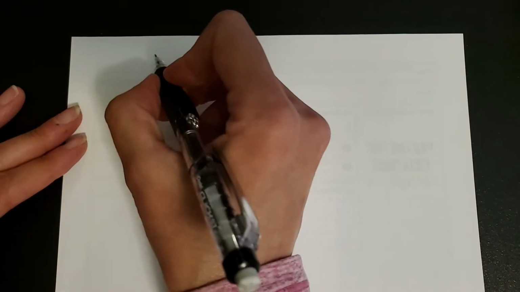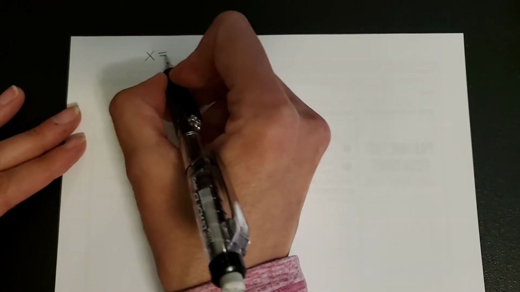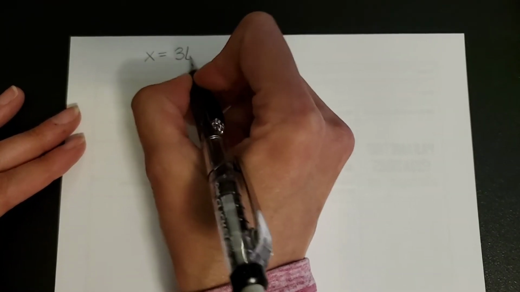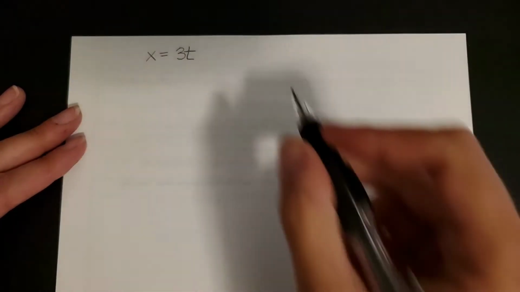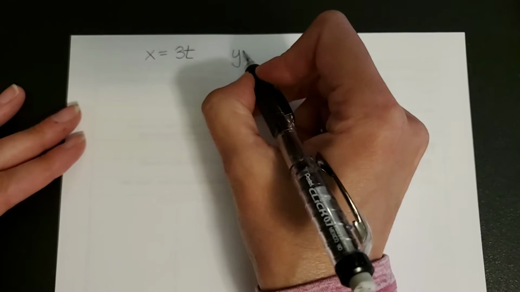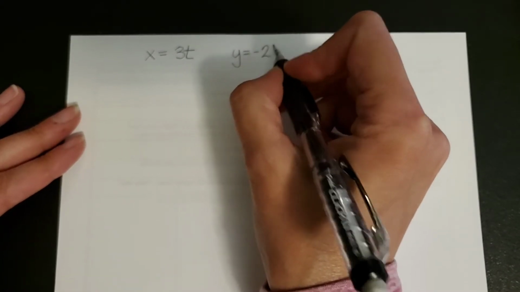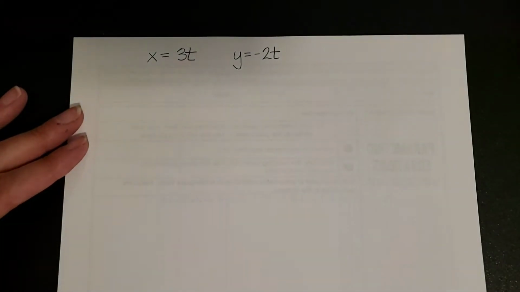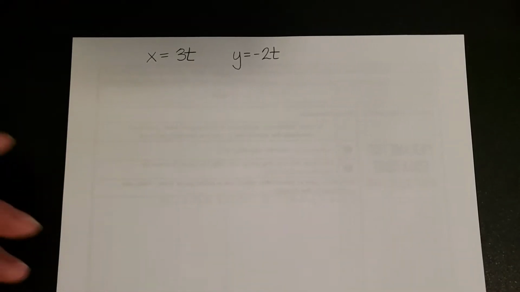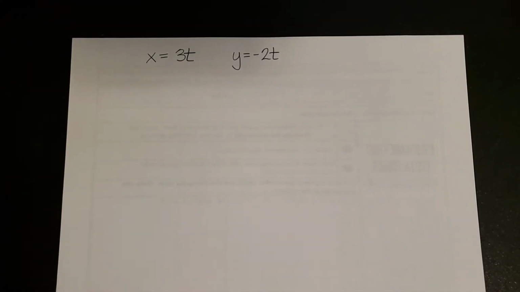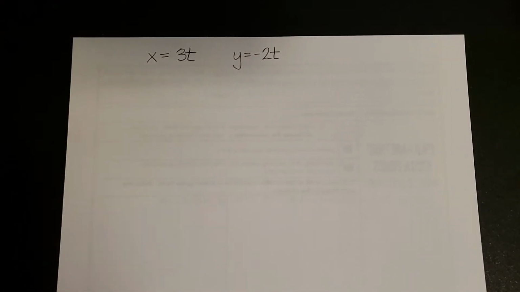So here's an example. What if I write x equals 3t and y equals negative 2t? These are two separate formulas for how I'm going to find my x and y coordinates that I'm going to graph. They're not defined in terms of each other. They're defined in terms of t, time.